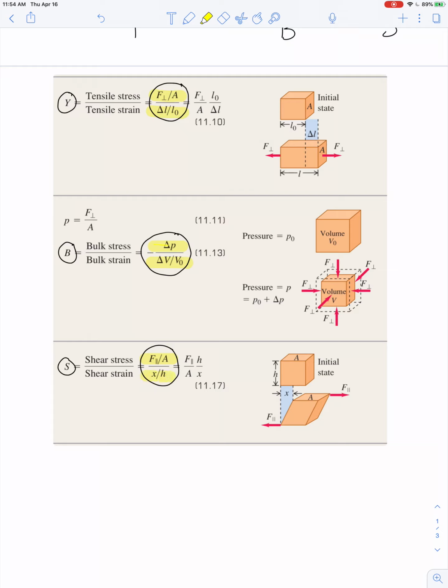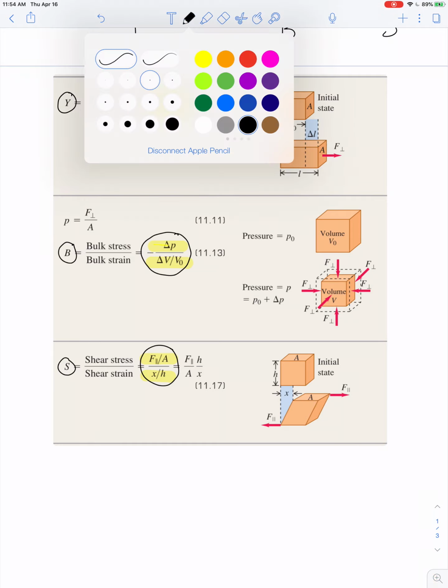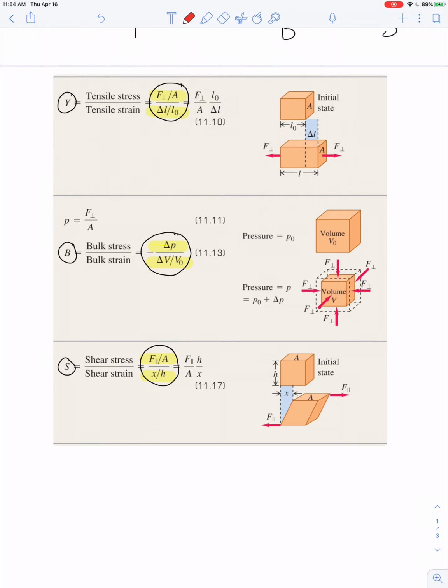So notice the units in every case. For Young's modulus, the numerator is in units of newtons per meter, and the denominator has no units because it's just a percentage change. Well, a newton per meter is the same thing. This is area, newton per square meter. A newton per square meter is known as a Pascal, and often Young's modulus is expressed in units of gigapascals.